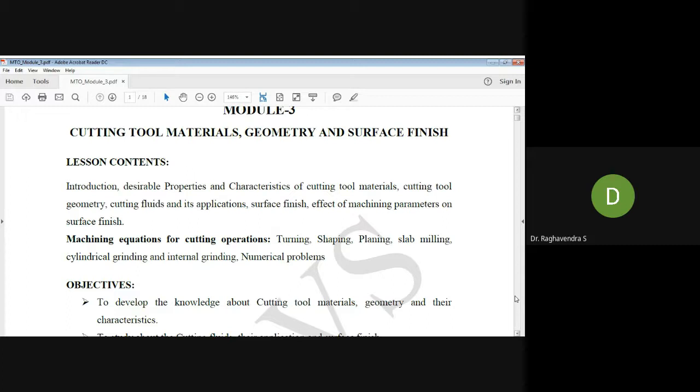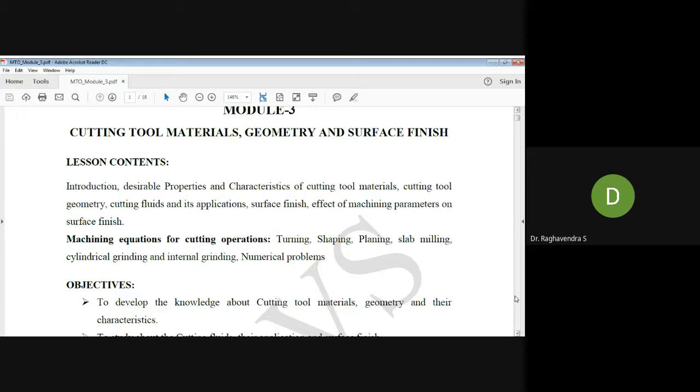Otherwise, if the cutting material is comparatively soft, then what happens? Whenever you're doing the operation, simultaneously the tool will also wear out. Wear out means it will get blunted, the sharp edges of the single point cutting tool or multi-point cutting tool will wear out. It gets blunt, meaning the sharp edge will go off because of the friction with the material. So this is what we are going to deal with in this module.